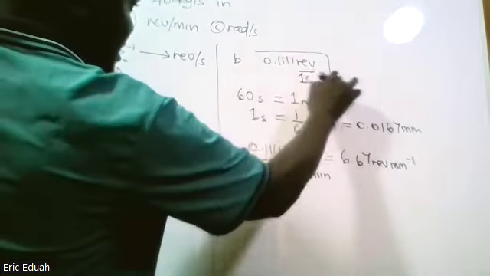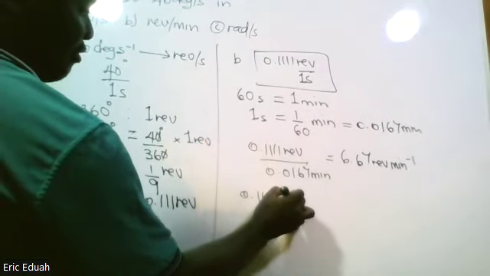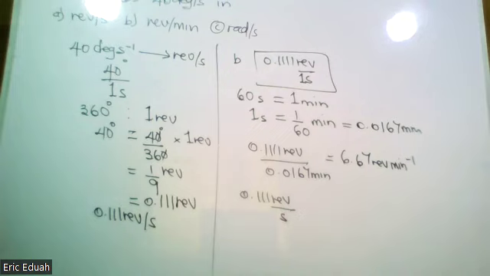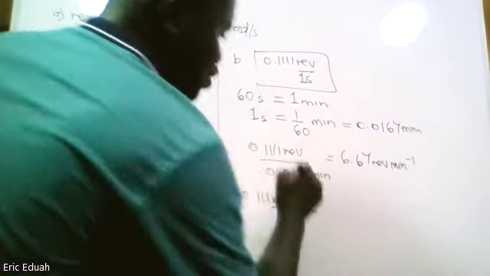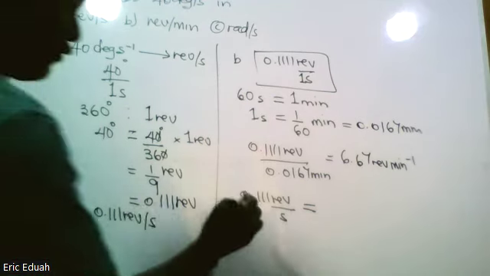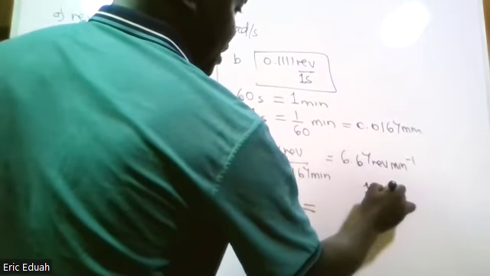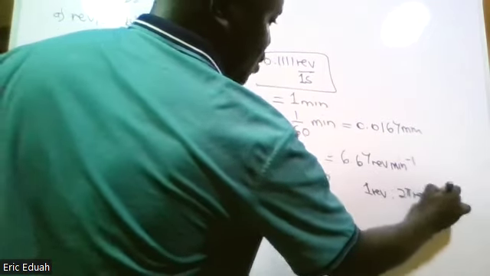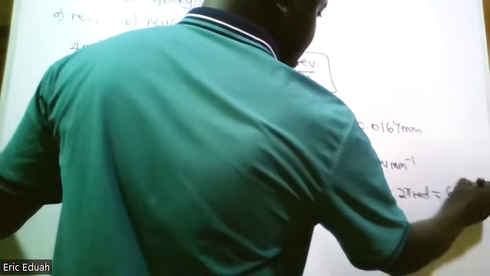So I'll use this 0.111 rev per second. And we are converting this to radian per second. So we have a problem with the numerator because the denominator is okay. So if 1 revolution is to 2 pi radian, and we know 2 pi radian is also equal to 6.28 radian.